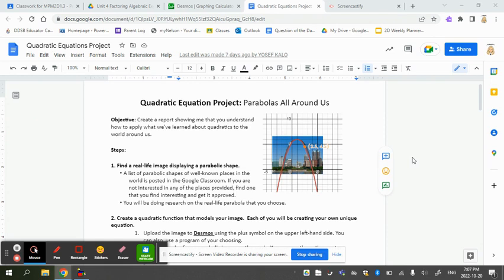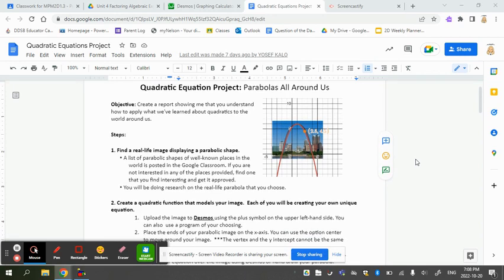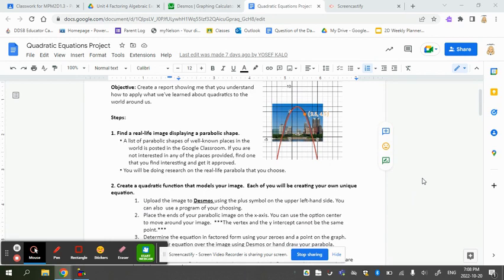Quadratic equation project, parabolas all around us. So for this assignment, we're going to be making a poster that looks pretty similar to this here. Our first step is to sign up for one of the real life parabolas. To sign up, go to your Google Classroom and you'll see a sheet there. Make sure you're signing up for one that doesn't have a name next to it.